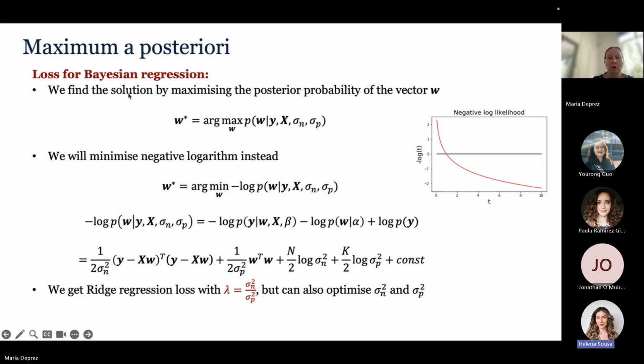So we find the solution by maximizing the posterior probability of the weight vector W, because that's the parameter of the model. This is what's written here. This is the posterior probability of the weight vector given the data that we've got, features and outputs, and also the two noise parameters, where N is for the data and P is for the weights. We want to maximize this posterior probability, and the W that makes it the largest is the one that we find.